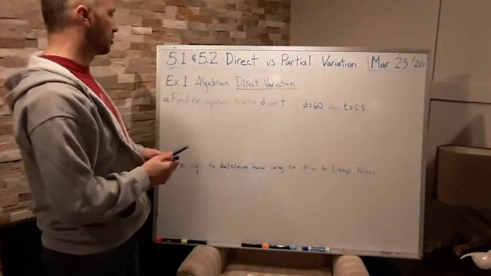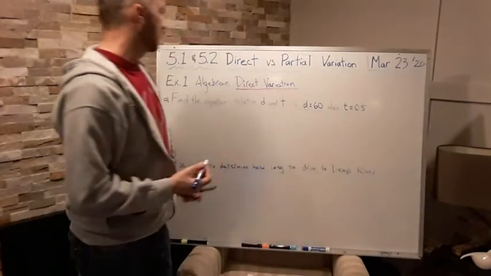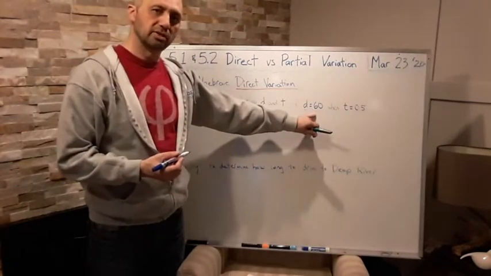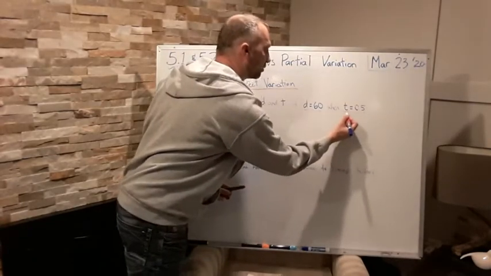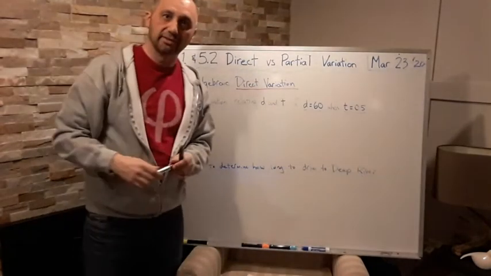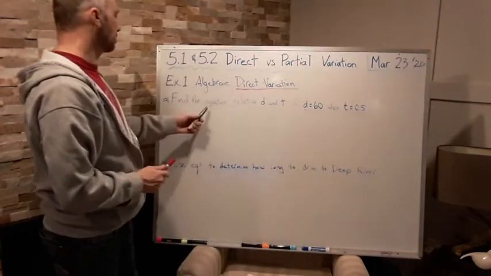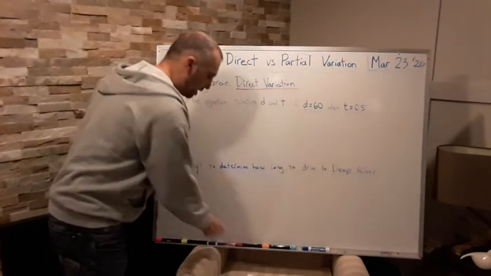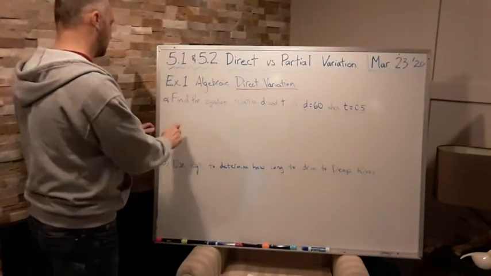There's a direct relationship. And it says that d is 60, I guess that means 60 kilometers, when t is 0.5, which means if they drive for half an hour, they will drive 60 kilometers. Okay? But we're supposed to find an equation. Well, before we find an equation, let's play around with the numbers a little bit and see what we can see.